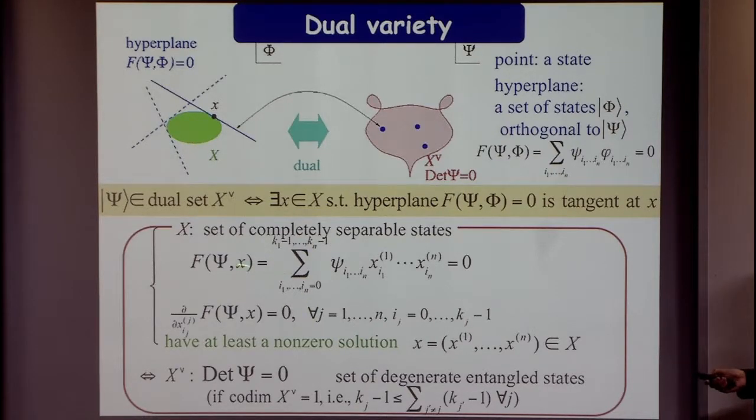So we consider the multilinear form this way, and the condition I just phrased here of the dual variety is nothing but the set of the linear form, and the first derivative for every x should have at least one non-zero solution, okay, to have the tangent point. And the condition for this existence is nothing but the condition for the dual variety.